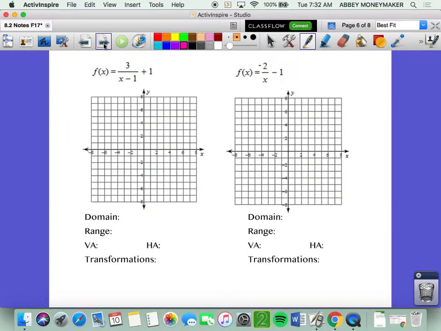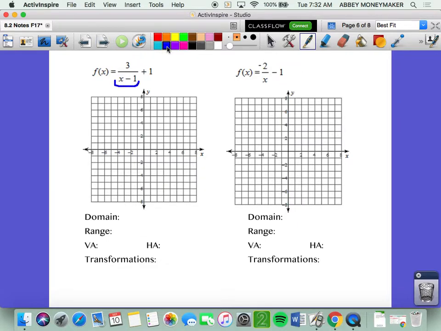All right. I would love for you all to try to do these 2 on your own. So if you want to, go ahead and pause the video and try to work these out on your own. If you need some more assistance, I'll go ahead and walk you through these.